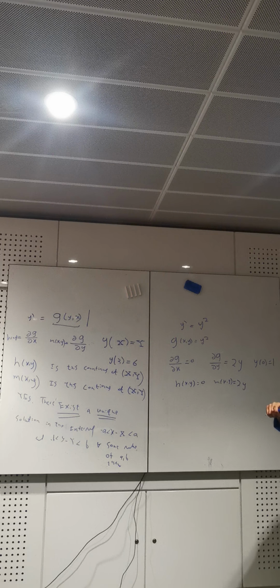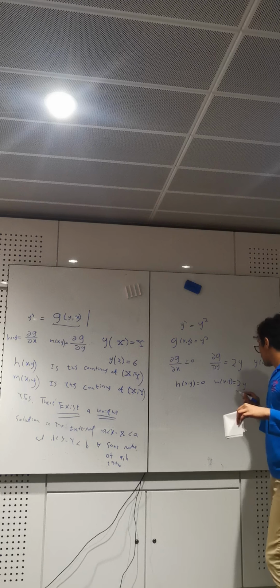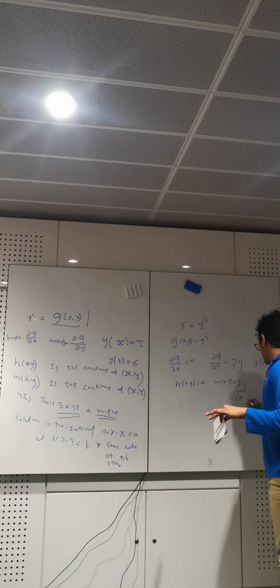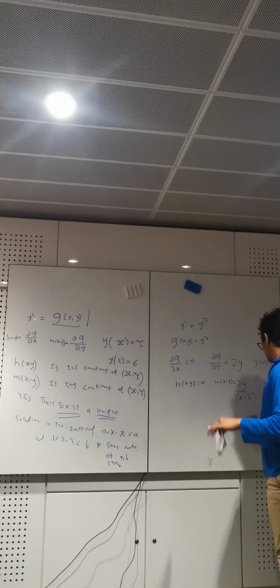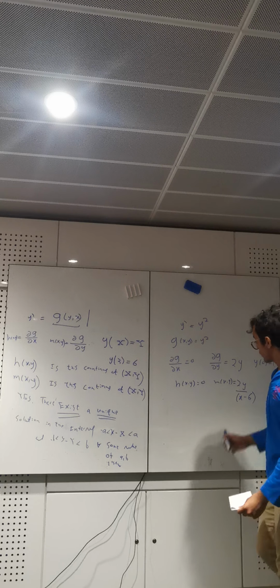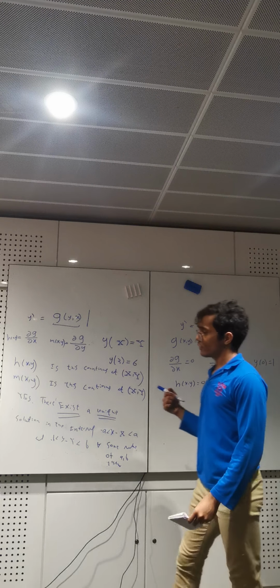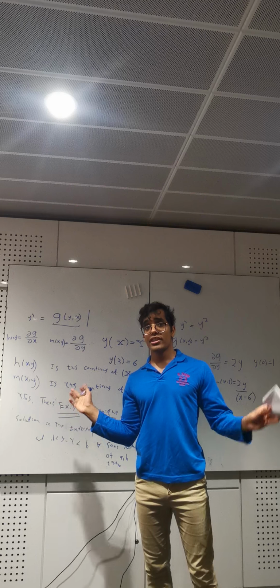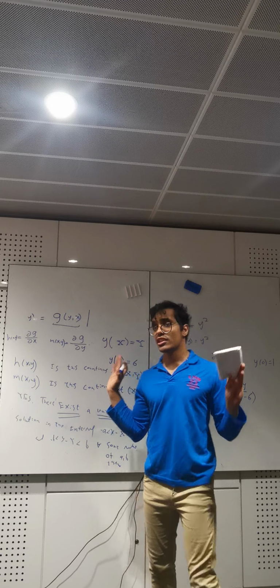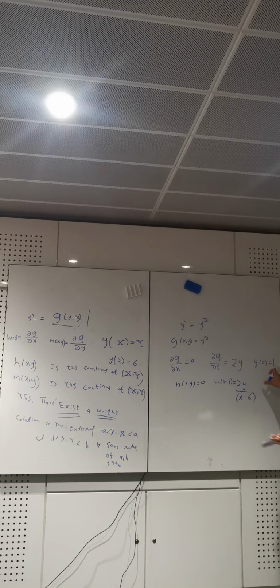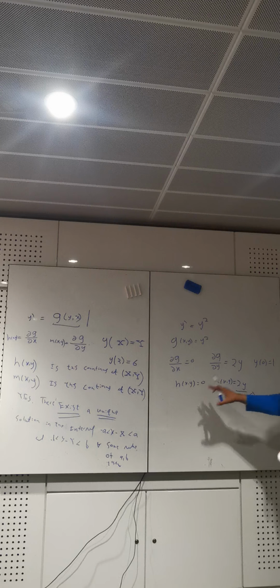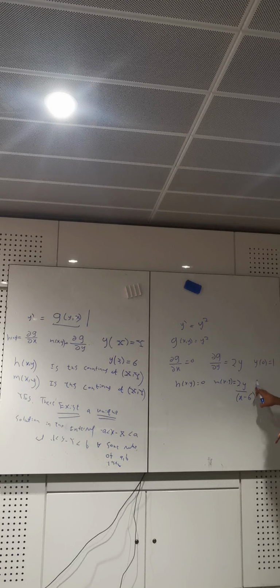More importantly, even if the function was not continuous somewhere, for example, imagine if the function somehow was 1 over x minus 6. This function is not continuous at x equal to 6, but the theorem does not say anything about x equal to 6. It only cares about 0 and 1. At x equal to 0, this thing is always continuous.